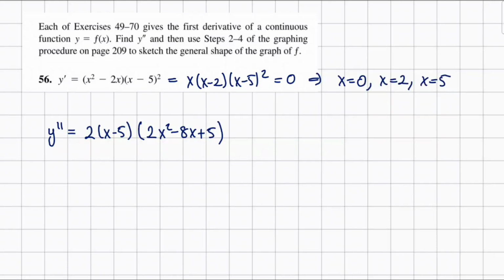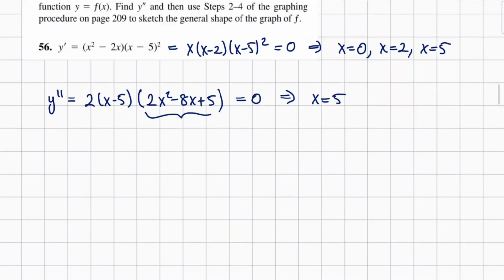And now for the second derivative, let's set it equal to 0, and the roots will be x equal to 5. We have the obvious one, but we also need to find the roots of this quadratic part here. And let's find the roots of this quadratic term. To make it easier, I'll divide the whole expression by 2.